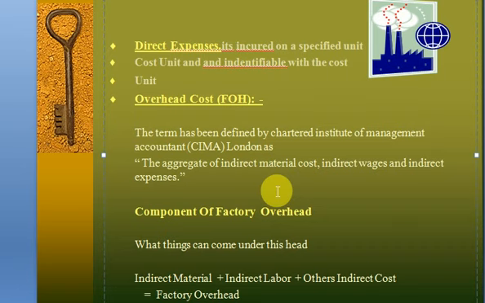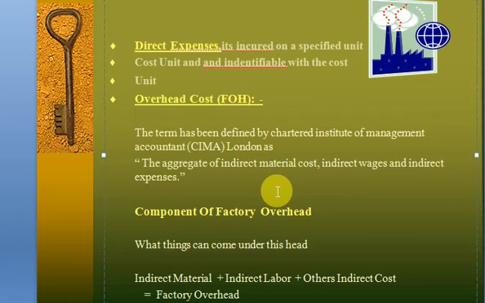Indirect costs or overheads are those expenses which can't be directly, conveniently, or wholly allocated to the cost center or cost units. For example, I'm giving you the example of rent, insurance, heat, power, light, depreciation. So all these are indirect costs. Here I use two words, the cost unit and cost center.